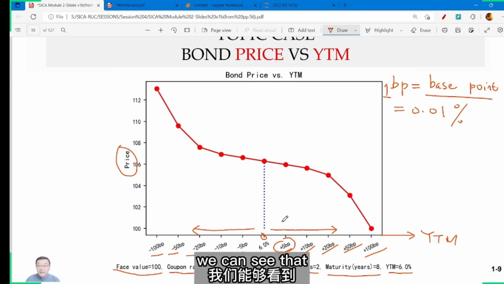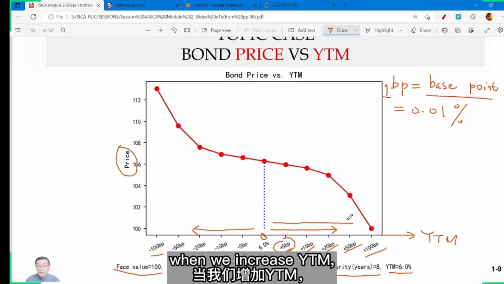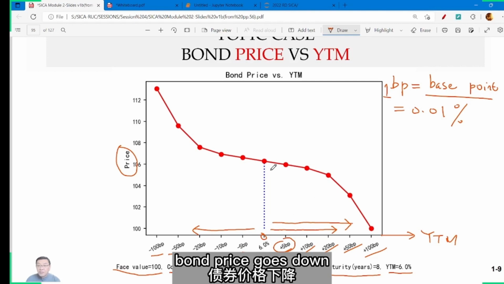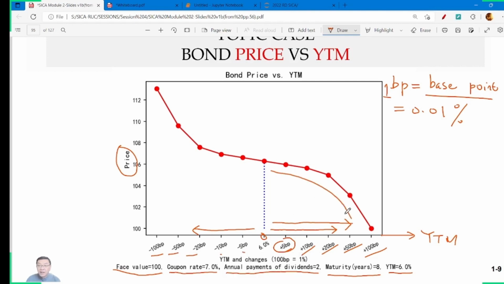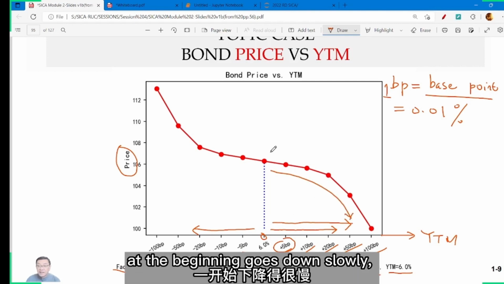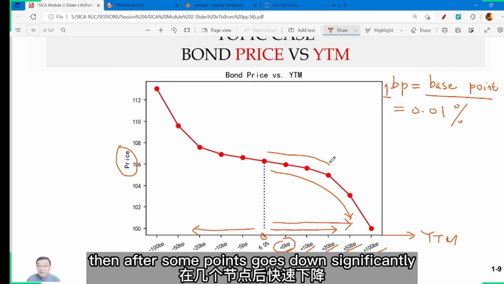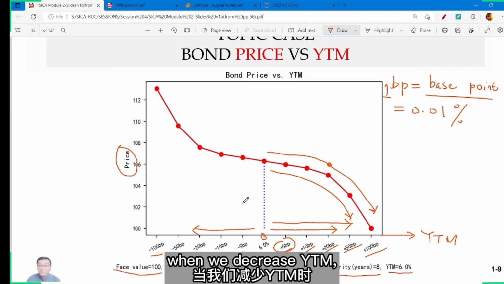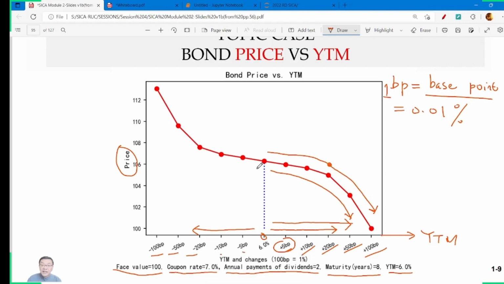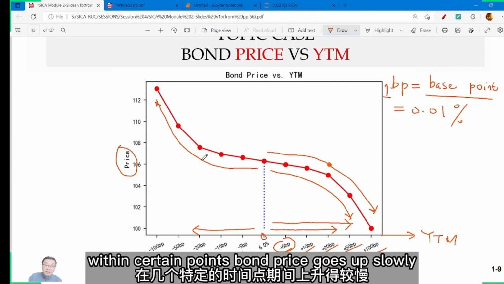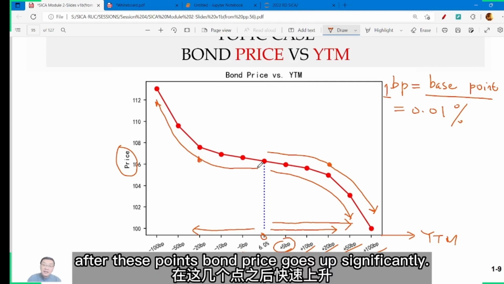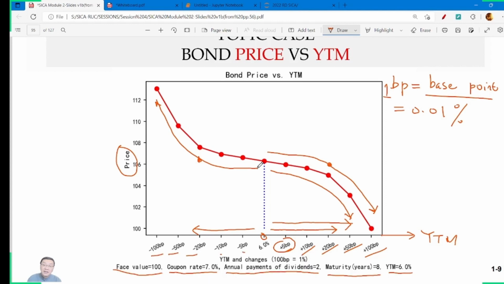We can see that when we increase YTM, bond price goes down. At the beginning, it goes down slowly. Then after some points, it goes down significantly. When we decrease YTM, we find that bond price goes up. Within certain points, bond price goes up slowly. After these points, bond price goes up significantly.